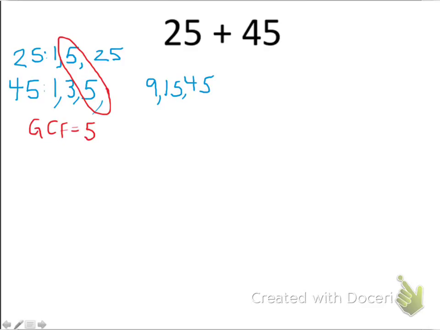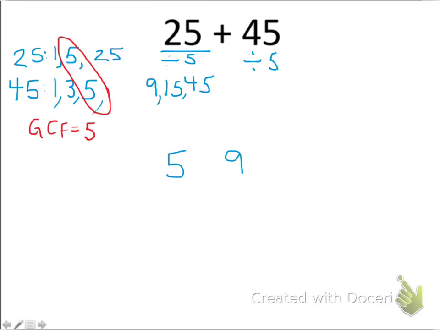So now I have the GCF. My next step is to divide out the GCF. So I need to take 25 divided by 5. 25 divided by 5 gives me 5. And then 45 divided by 5. And that gives me 9.